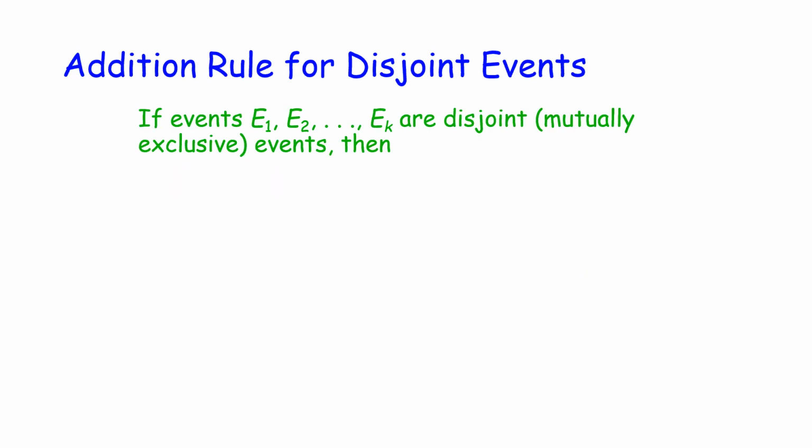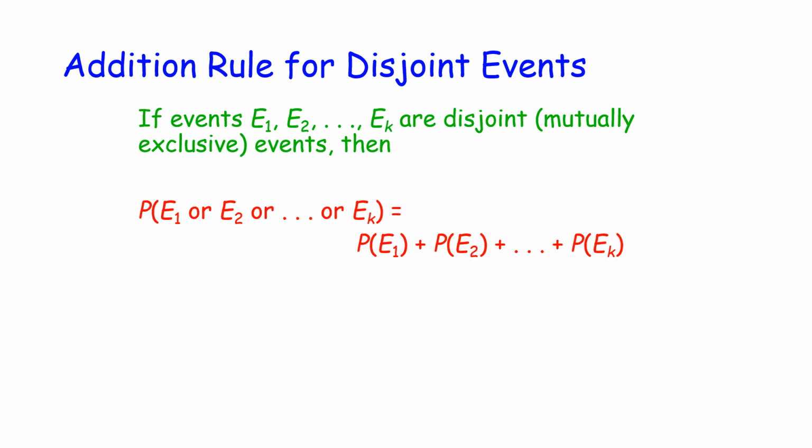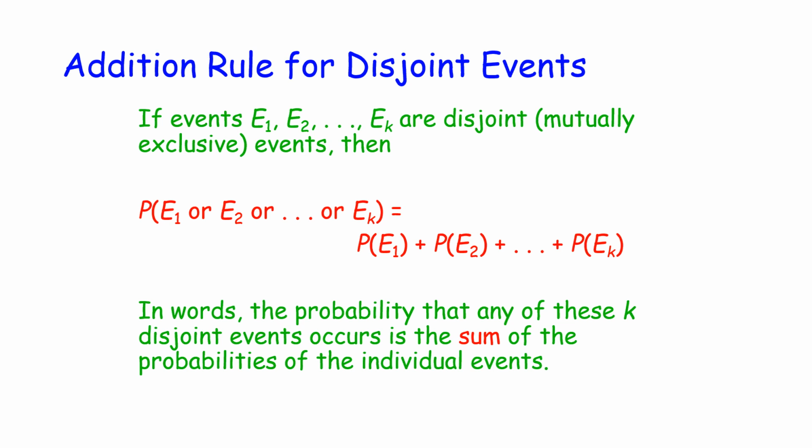Let's talk about the addition rule for disjoint events. Now, if events E sub 1, E sub 2, all the way to E sub k are disjoint, meaning that they're mutually exclusive events, then we can say that the probability of E sub 1 or E sub 2 or E sub 3 or all the way to E sub k is going to be the probability of E sub 1 plus the probability of E sub 2 plus the probability of E sub 3 plus all the way up to the probability of E sub k. So in other words, the probability that any of these k disjoint events occurs is the sum of the probabilities of the individual events.